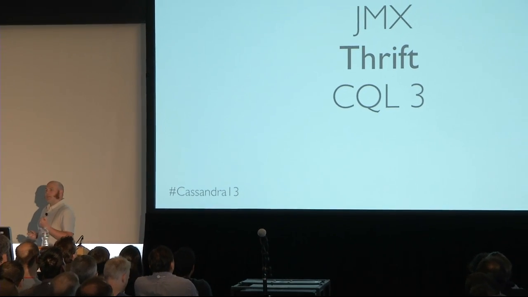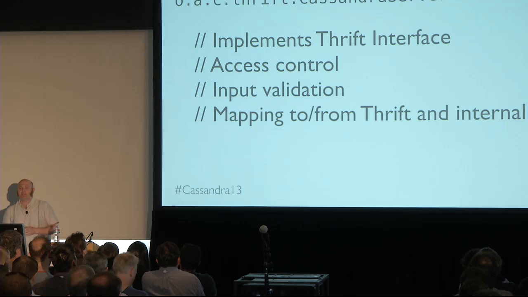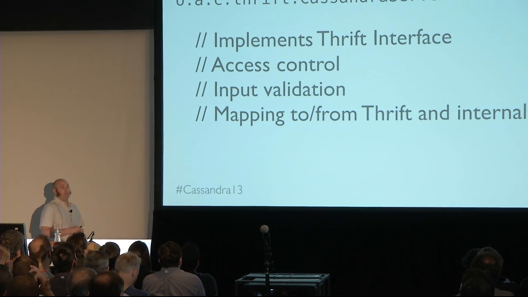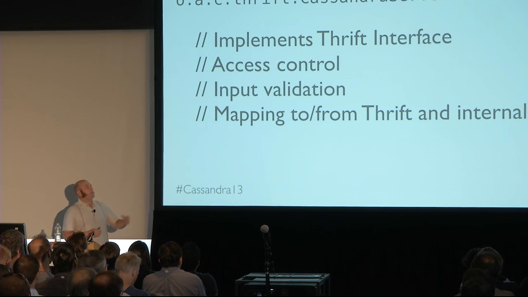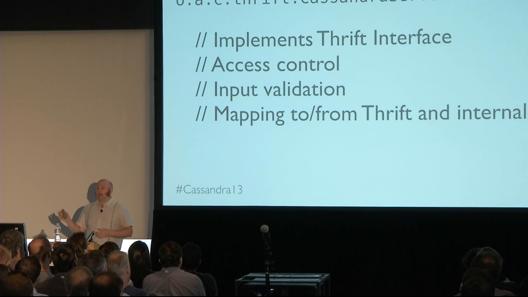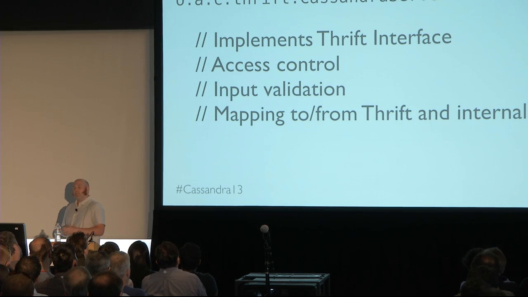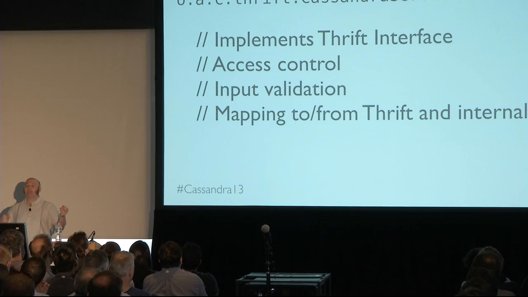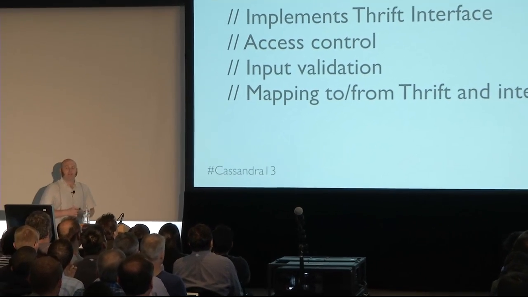Onto Thrift at the service layer. This is our RPC interface, and it's implemented on the org.apache.cassandra.thrift.CassandraServer class. This implements the entire Thrift interface, does the sorts of things you would expect it to do, has access control, input validation, and it maps from the Thrift types to our internal types and back again because we don't use Thrift internally. That Thrift interface is in an IDL, an interface definition language, file.